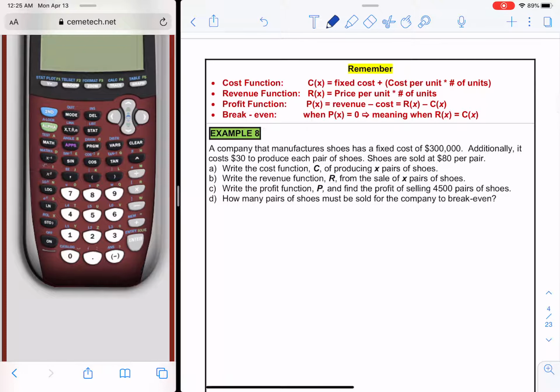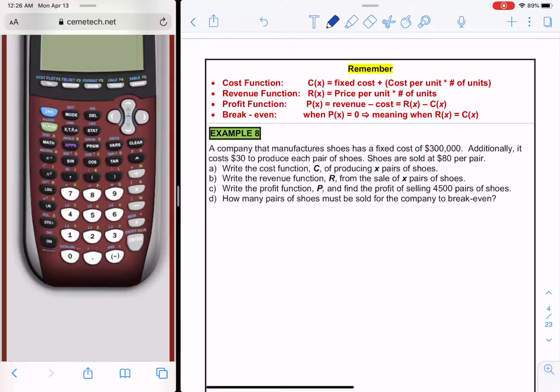Here is another word problem, and it has to deal with cost function, revenue, and profit. So we know that the cost function is the fixed cost of a product plus the cost per unit multiplied by the number of units of the product. The revenue is simply the price per unit multiplied by the number of units we sell, and profit is simply revenue minus cost. And if the profit is 0, then we simply broke even. In other words, whatever revenue we generated equals the cost, so we broke even.